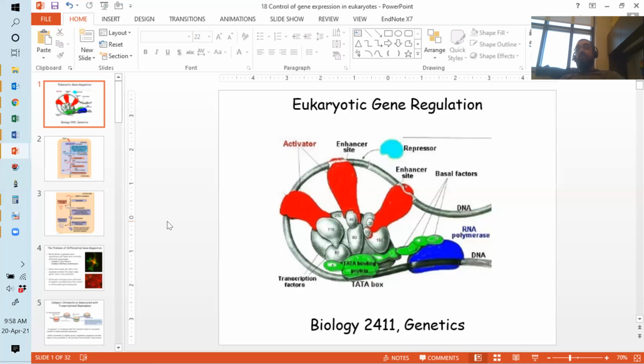What else in eukaryotes has to happen to get a functional mRNA, a mature mRNA? Translation control? Nope. Well, that's another thing. We'll come back to that. We need mature mRNA. So control like the RNA processing? Yeah, exactly. So what steps in RNA processing are there?